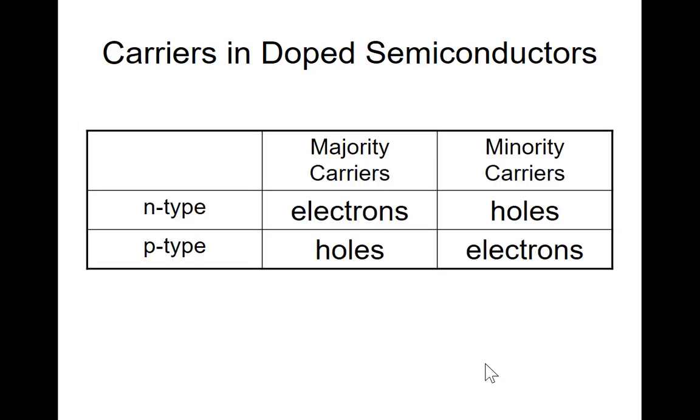If you have n-type material, the majority carriers are electrons, and the few holes that are contributing to current are referred to as minority carriers. Likewise, if you have p-type material, the majority carriers are holes, and the minority carriers are electrons.